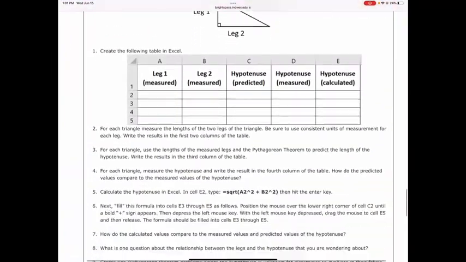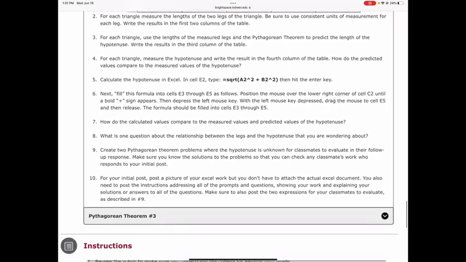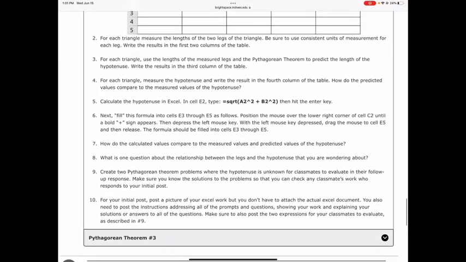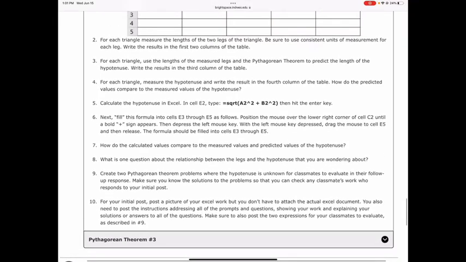All right, and then just go ahead and make sure you answer all of your questions. If you don't answer the questions on time, then it's not complete, so make sure you do that.